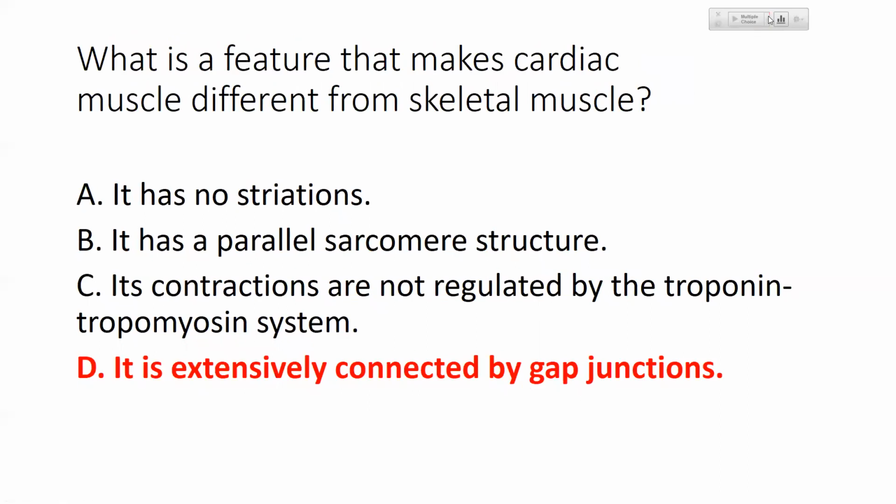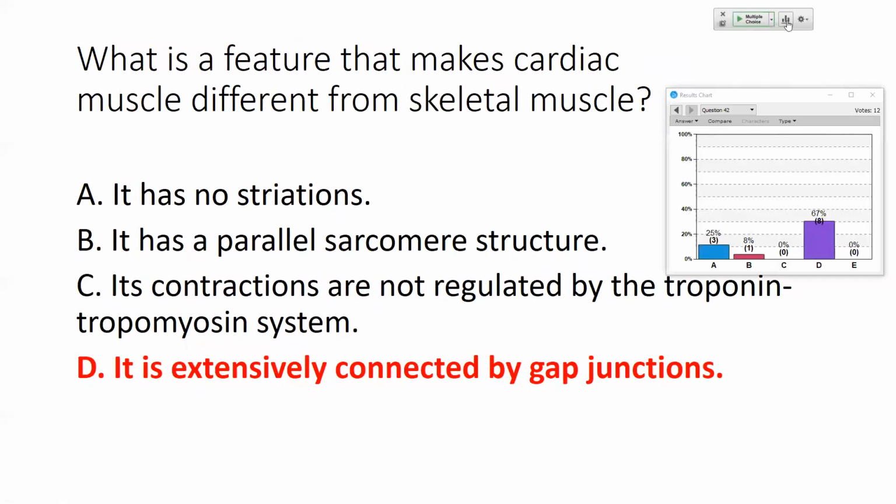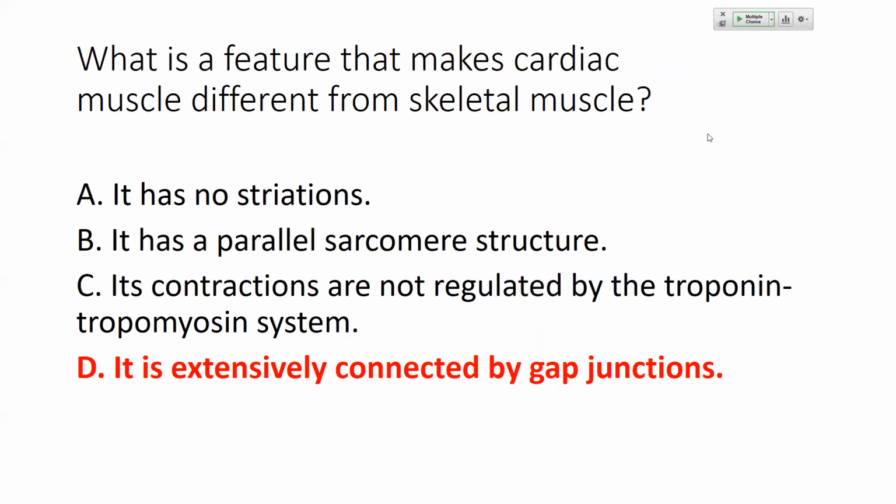Okay, so let's have a look here. All right, so D is correct, the presence of gap junctions in cardiac muscle. Right, they both have striations, they both have sarcomeres, and they're both regulated by troponin and tropomyosin.